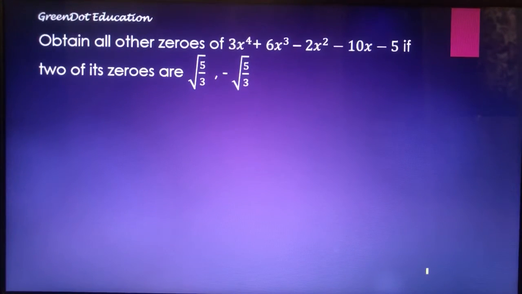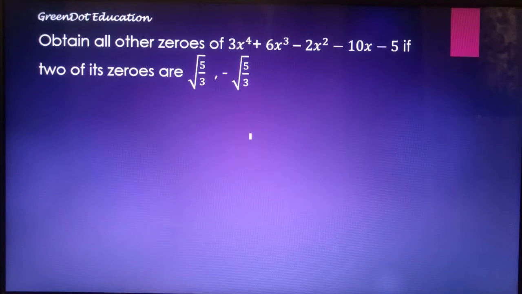Suppose we have been given a question to obtain all of the zeros of the polynomial 3x to the power of 4 plus 6x to the power of 3 minus 2x to the power of 2 minus 10x minus 5. We have to find the zeros of this polynomial, where we have been given 2 zeros and the remaining zeros are to be found.